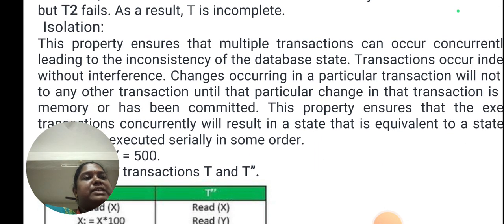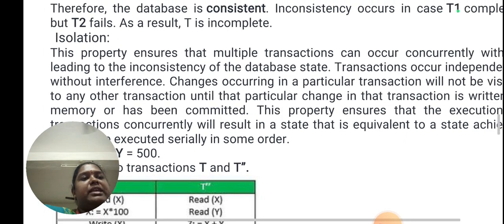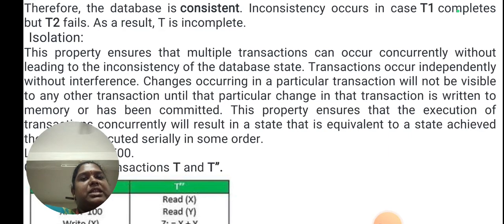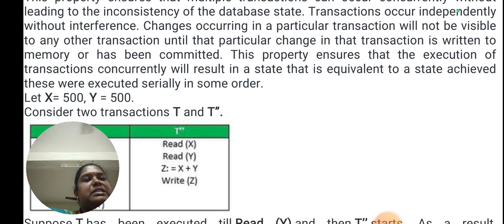Isolation means this property ensures that when multiple transactions occur concurrently, they do not lead to an inconsistent data state. Transactions occur independently without interference. Changes occurring in a particular transaction will not be visible to any other transaction until those changes are written to memory or committed. This property ensures that concurrent execution of transactions results in a state equivalent to that achieved if they were executed serially in some order.